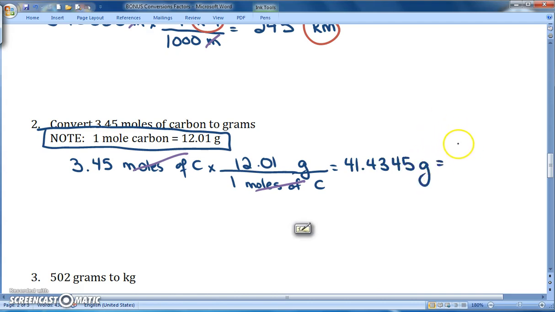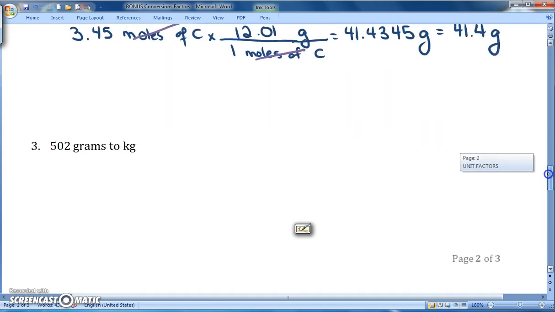When we report it, we should round to the same number of significant digits in our original answer, assuming that the original measurement or original value was a measurement. So our final answer would be 41.4 grams.